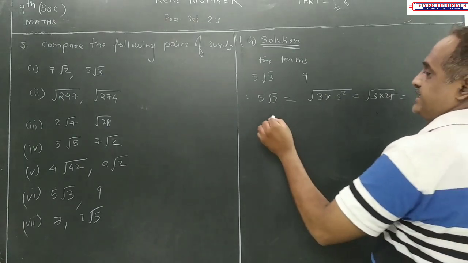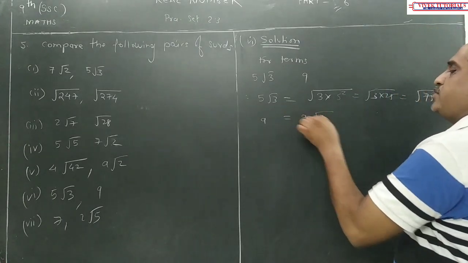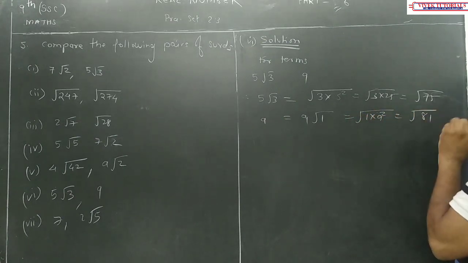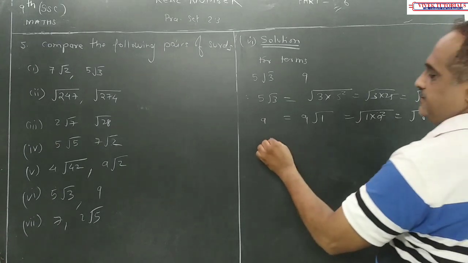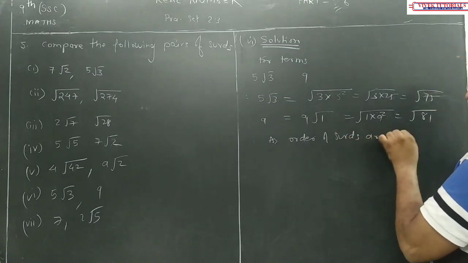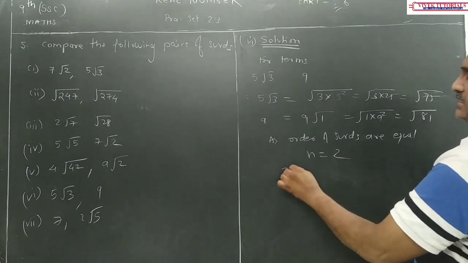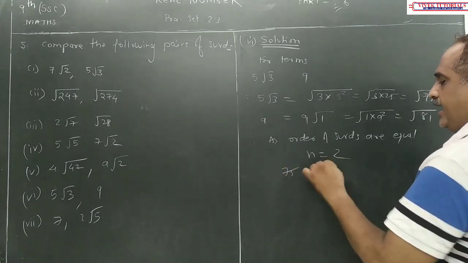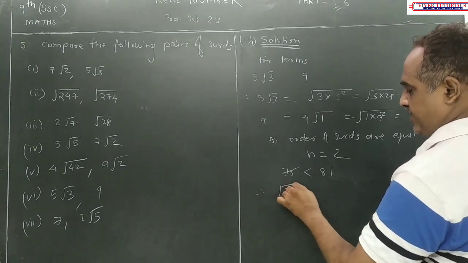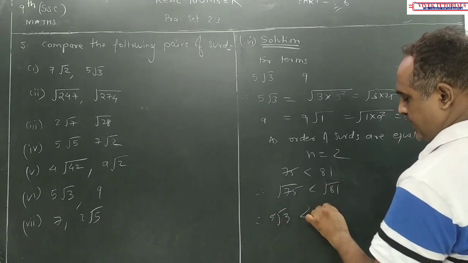And a 9 is there. Correct? That is actually 9 root 1 is there. Nothing is there means what? 9 root 1. That's why I can take 9 square. That is equal to 81. Now, as order of surds are equal, that is n is equal to 2, and 75 and 81, 81 is greater. Therefore, ultimately root 75 is smaller than root 81. That indicates 5 root 3 is smaller than 9.